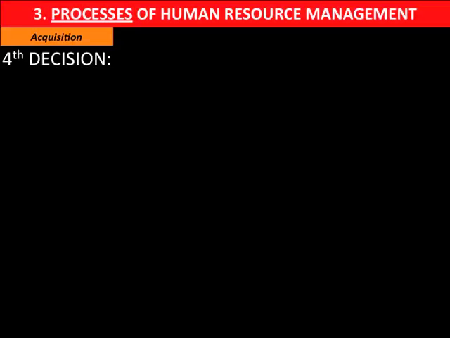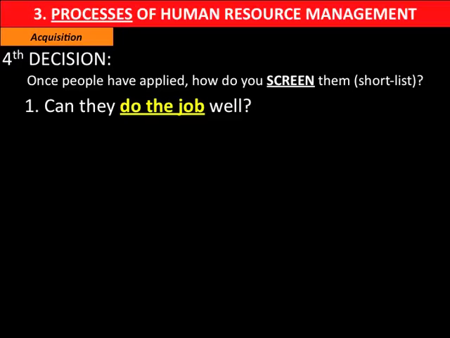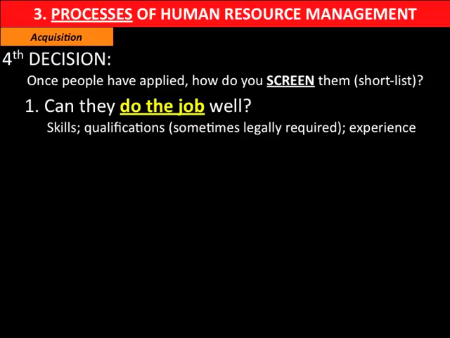The fourth decision that needs to be made is, once people have applied, how do you screen them? How do you create a shortlist? How do you cut out the ones that are really no good? So really, the two things that you need to ask. Firstly, can they do the job well? So you look at their skills, their qualifications.